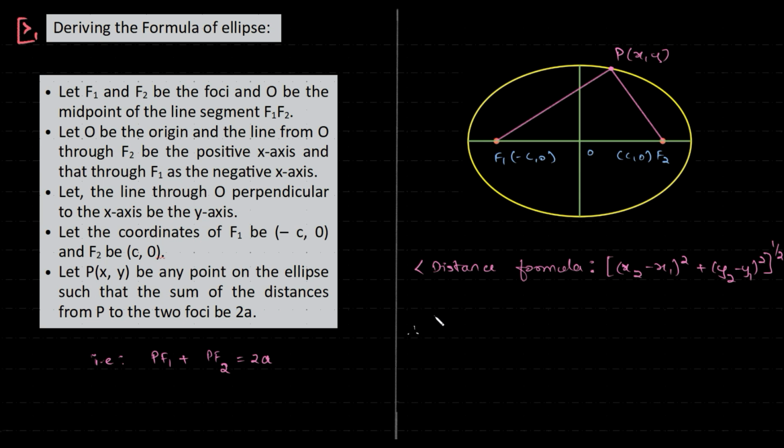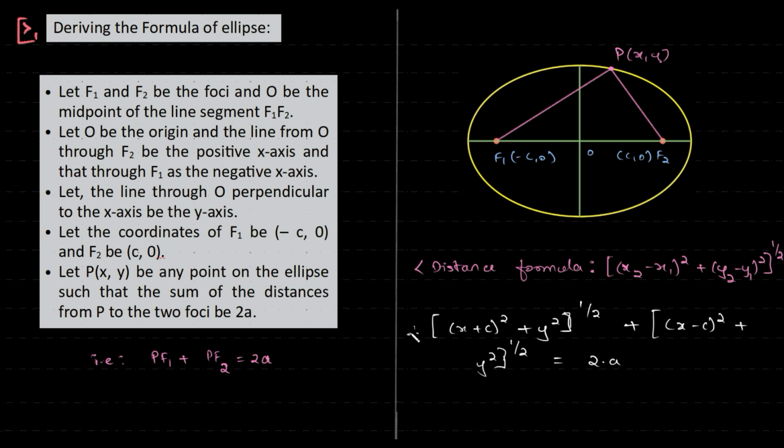Therefore we have (x plus c) the whole square plus y square, all to the power of half, since I'm applying it to PF1. Then the next term would be (x minus c) the whole square plus y square, to the power of half. This is equal to 2 times a, right?